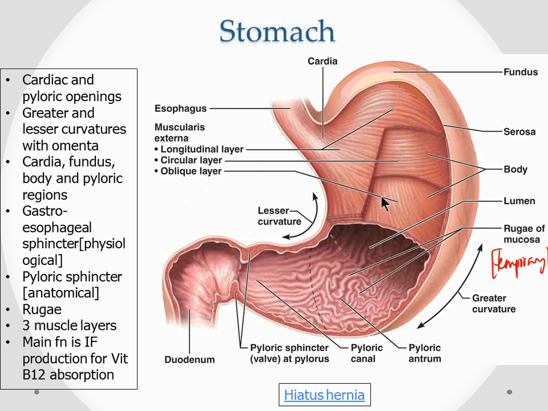It has two openings, an upper and a lower opening. The upper opening is known as the cardiac opening, also known as the esophageal opening or gastroesophageal opening. And the lower opening, where it connects with the duodenum, is known as the pyloric opening. So there are two openings. Two curvatures: you can see a smaller curvature, which is called the lesser curvature, and a larger curvature, which is called the greater curvature.